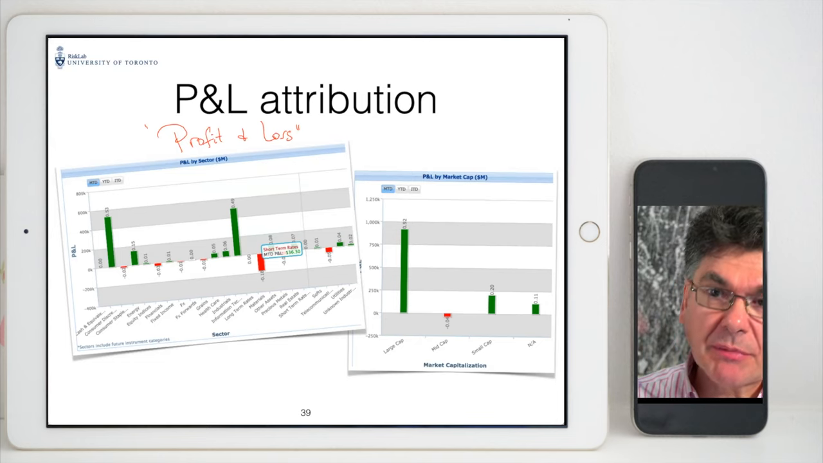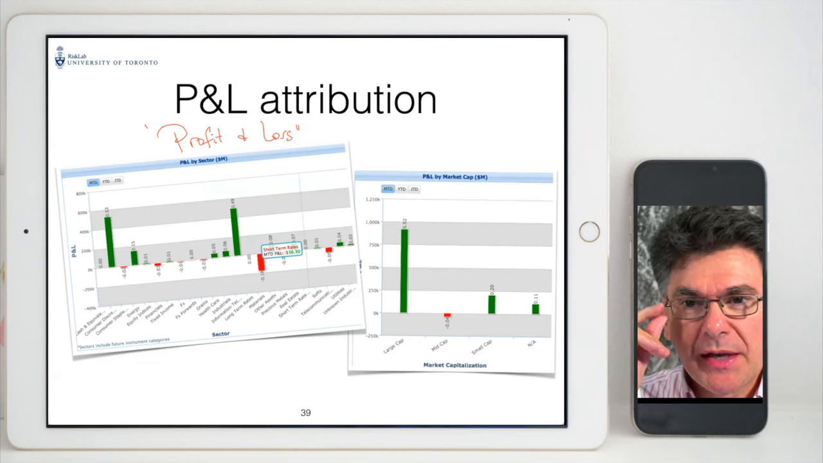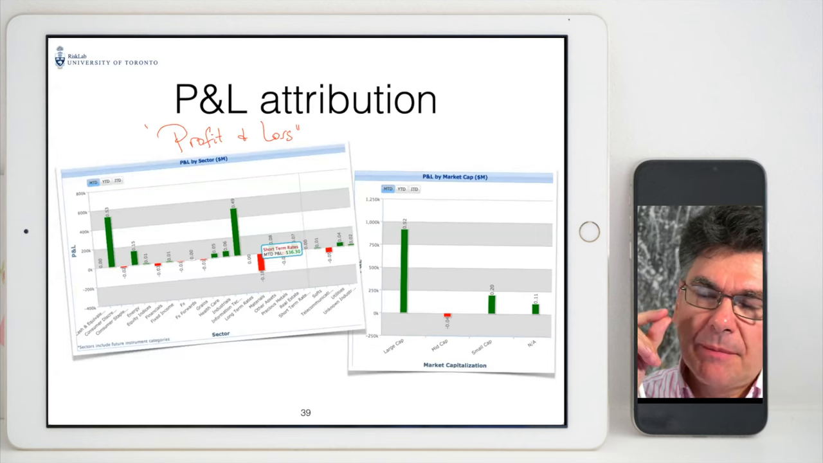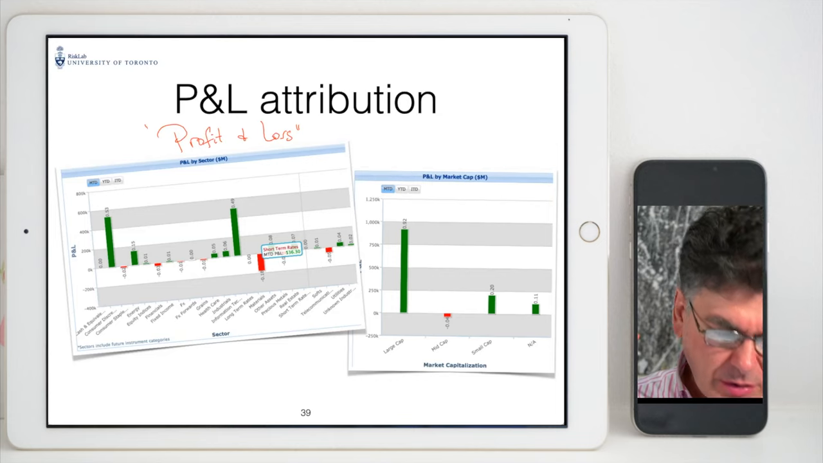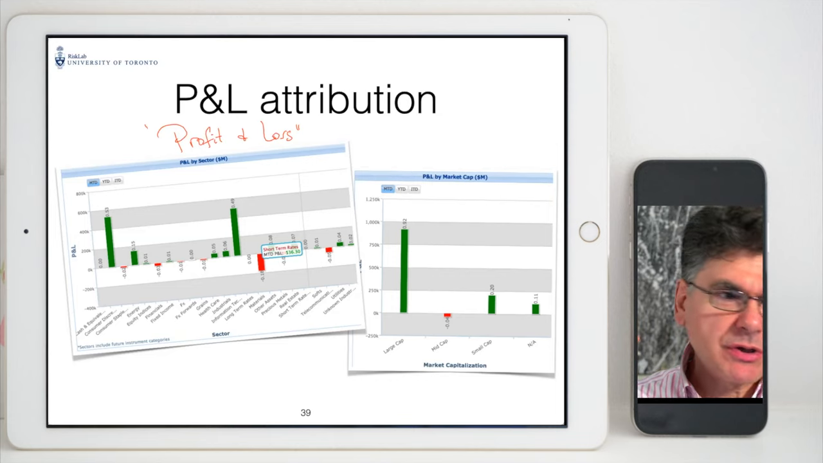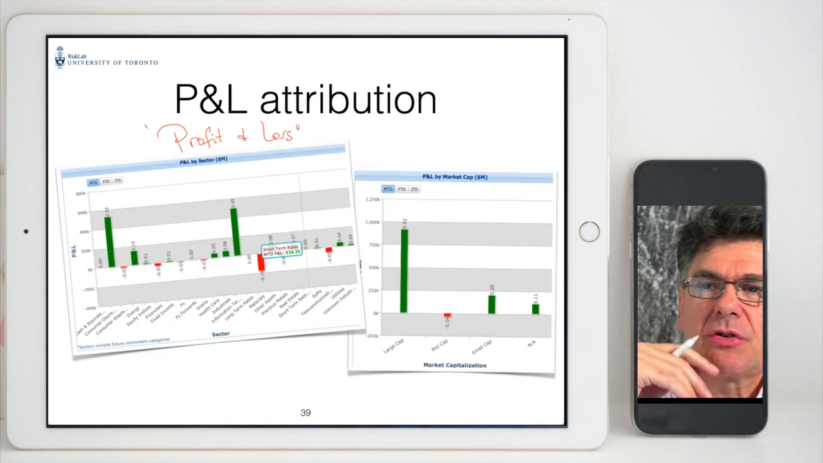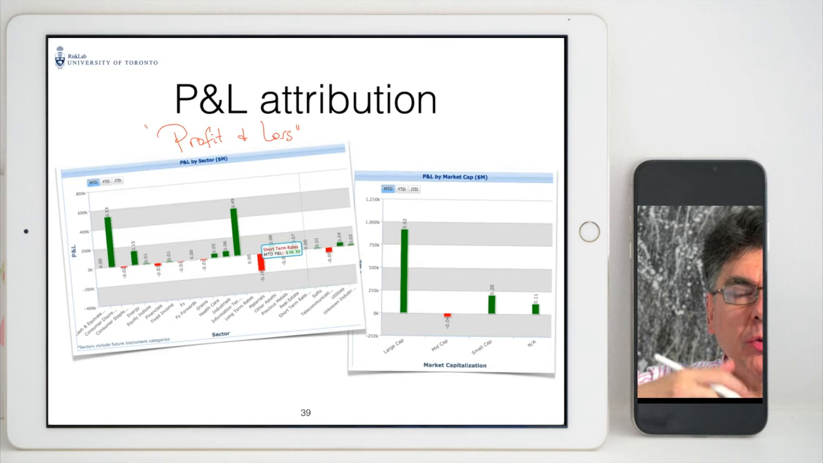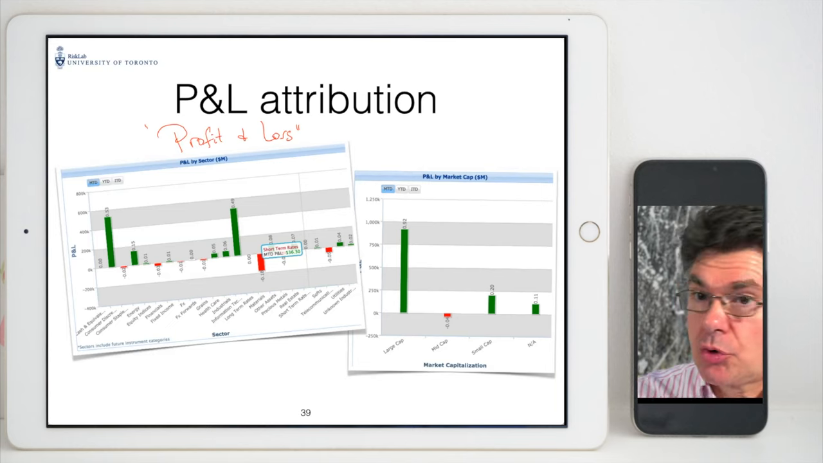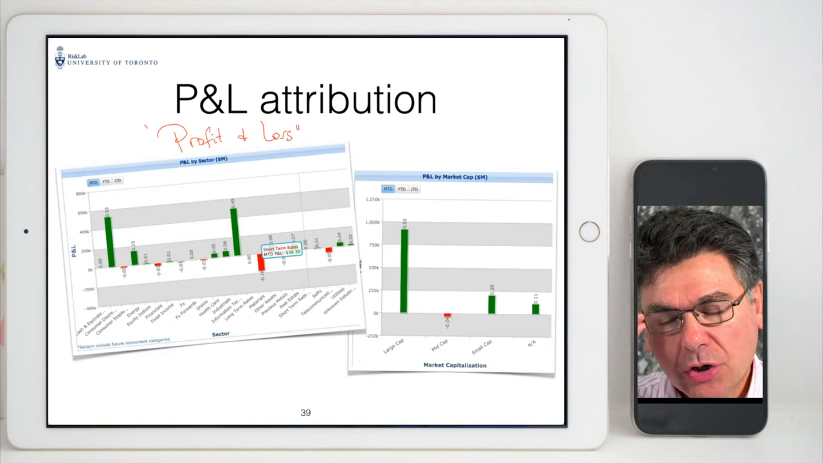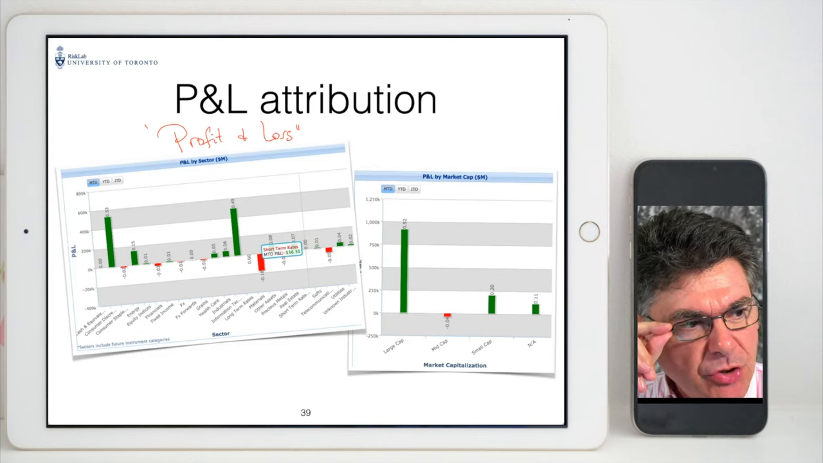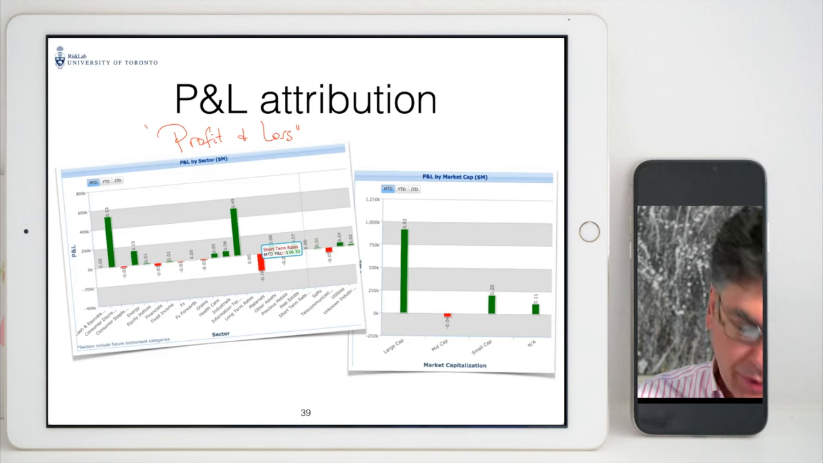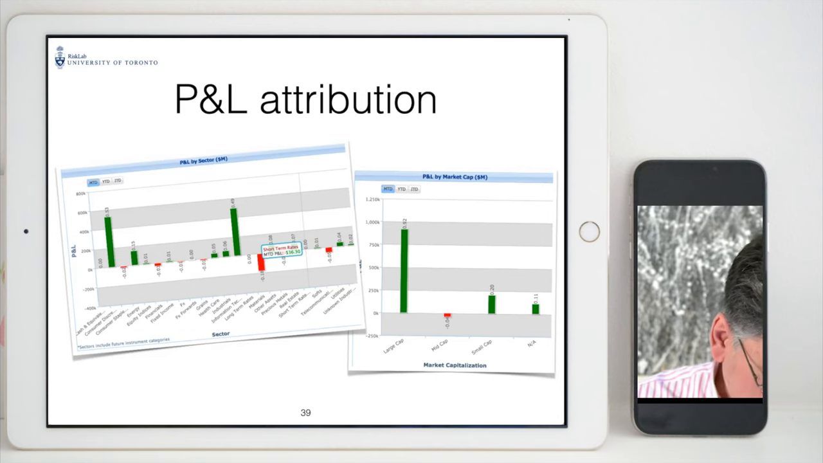It could be positive, it could be negative. If it's positive, that means that you made money. It's a good thing. If it's negative, it means that you lost money. Not a good thing. But when you make money and you lose money, you want to do P&L attribution. What does that mean? That means that you want to know what is making you money and what's losing your money. Okay, so you want to go beyond the total amount of money you made or lost by trying to allocate it to the different sectors, strategies, asset classes, whatever it is. And I have examples here of how this is done.